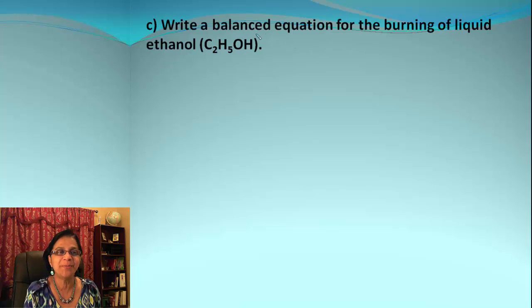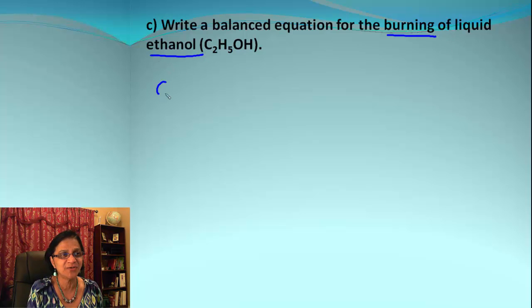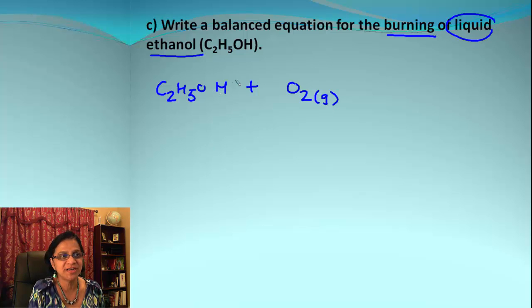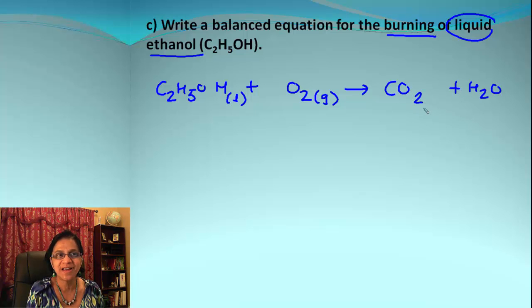So we have to write down a balanced equation for burning or combustion of liquid ethanol, and the formula is given for ethanol, C2H5OH. Since it is burning or combustion, we have to make sure we write down oxygen as the gas. Ethanol is given to us as liquid, so let's write down the state as liquid. And the products are, as you know, carbon dioxide and water vapor, and both are in gas form.